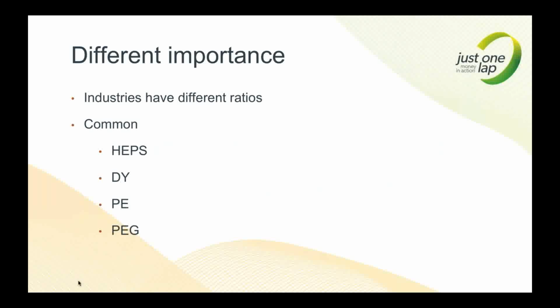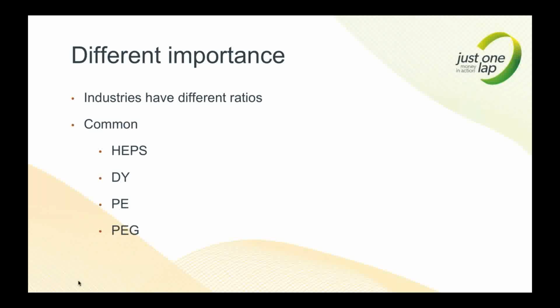The point is we attach different importances to them. Both industry attaches different importances, but so does an investor. Some people care nothing for one and others think it's absolutely brilliant. It's also important to understand that different industries have different ratios. Mining has head grade, banking has cost to income and impairments. So, some are standard across.